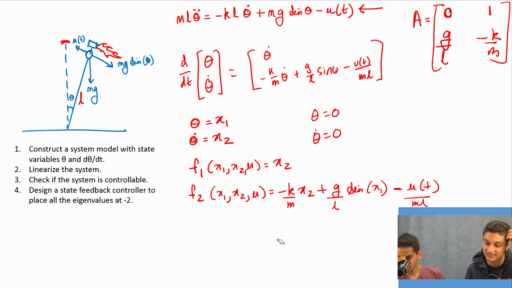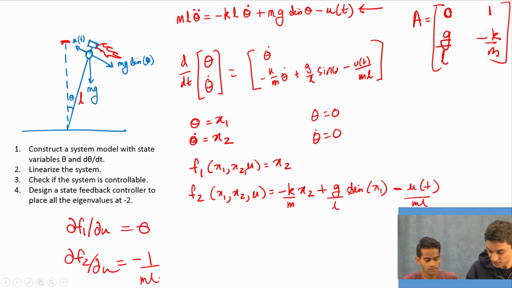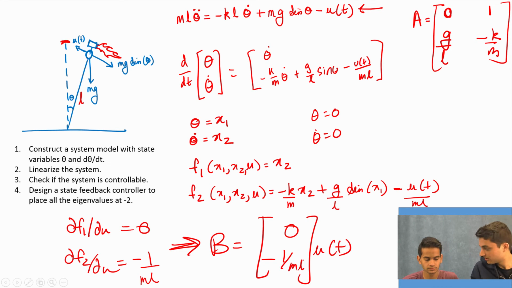Okay, let's try and find the B matrix. So we have the B matrix is going to be df1 over du and df2 over du. This one's going to equal 0. This one is going to equal minus 1 over ml, which implies that B is going to be 0, minus 1 over ml, times u of t.